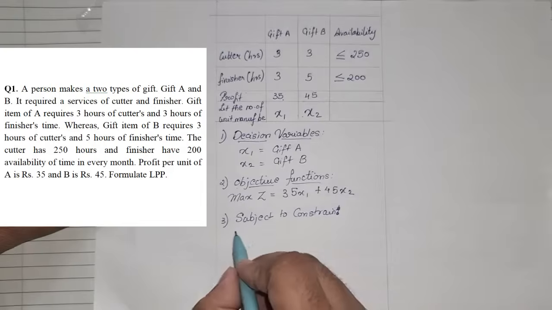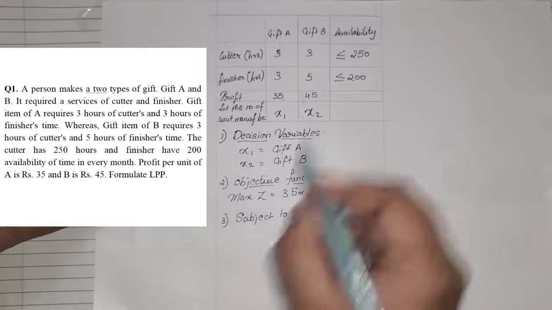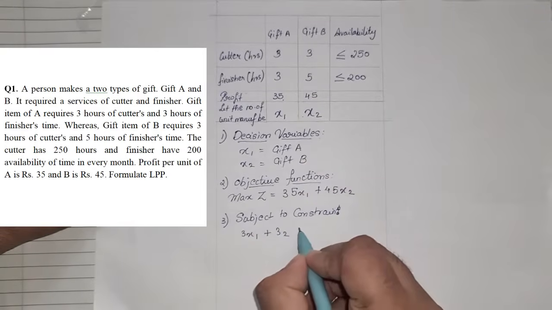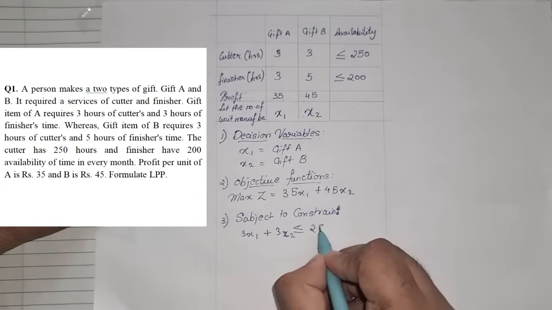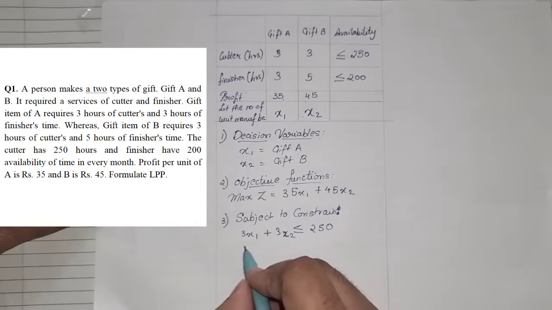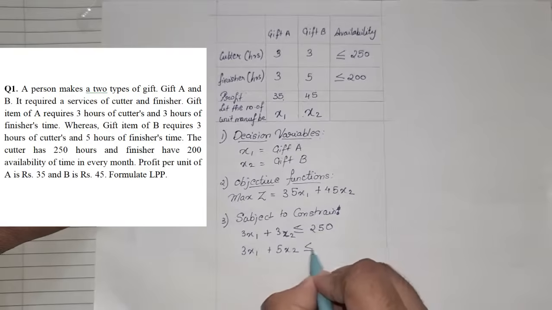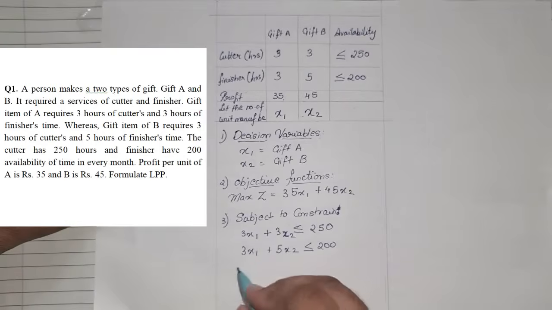Subject to constraint. Here we have to note down the equations. We are going to convert these lines into equations. So it will become 3x1 plus 3x2 less than or equal to 250. The second equation would be 3x1 plus 5x2 less than or equal to 200. And last, we have the non-negative condition, where we mention that x1, x2 will always be greater than or equal to 0.